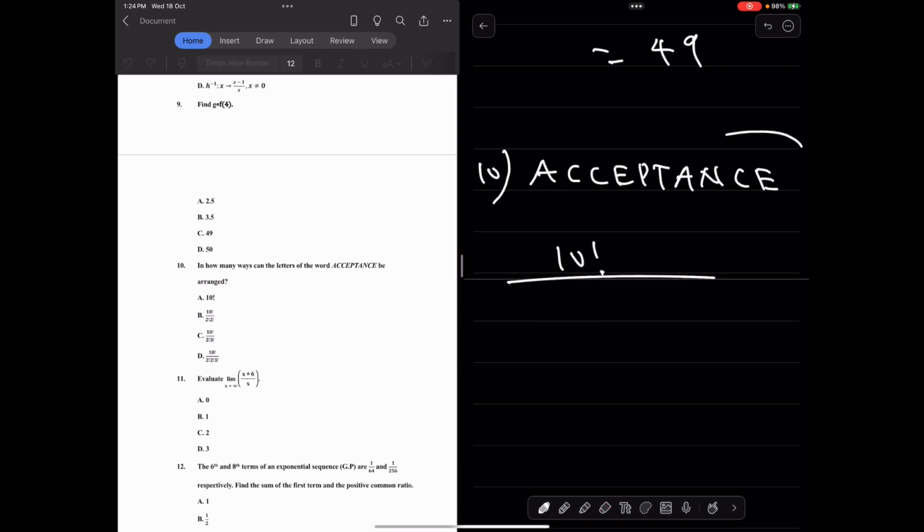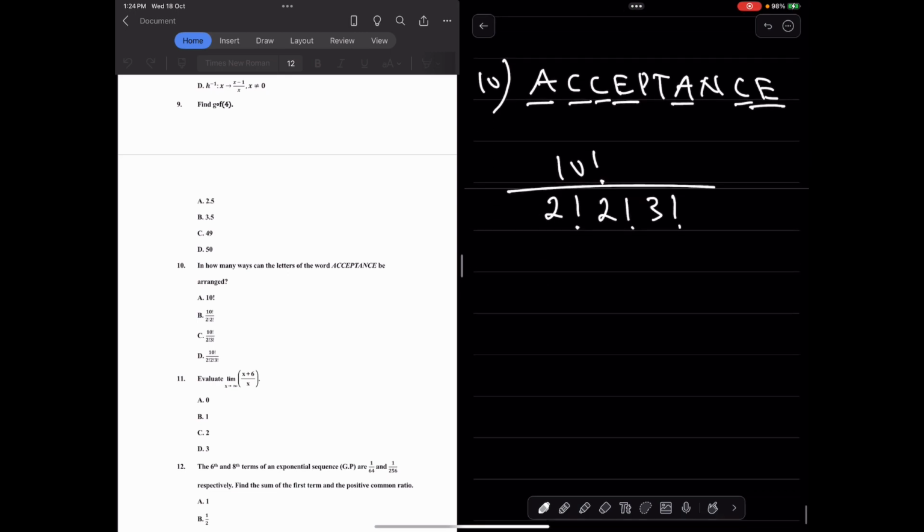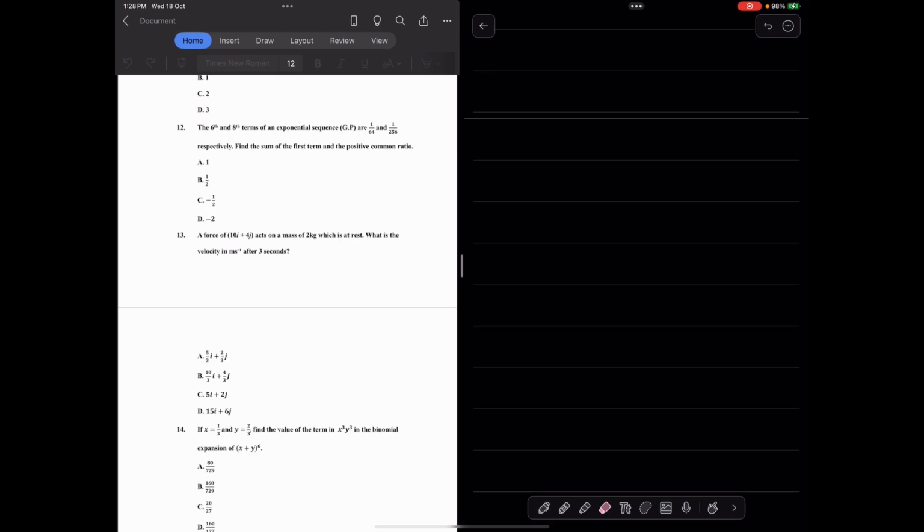We have 2 a's, 1, 2. That's divided by 2 factorial. We have 2 e's, 2 factorial. And we have 3 c's, 1, 2, 3. So 3 factorial. So the number of ways is going to be 10 factorial divided by 2 factorial divided by 2 factorial divided by 3 factorial. And that's the answer. The correct option is D. Okay, then the next one is number 12.